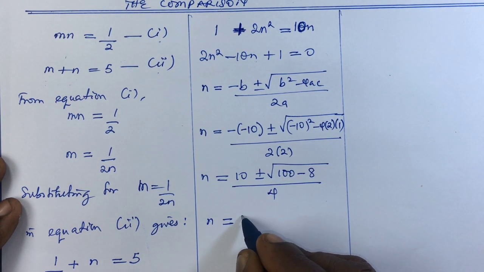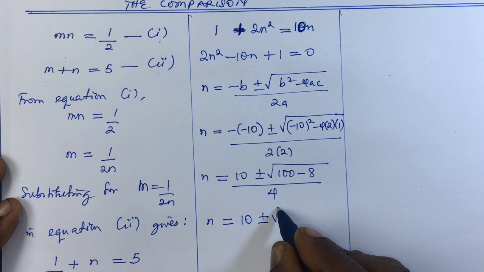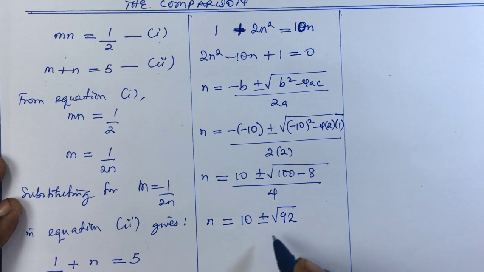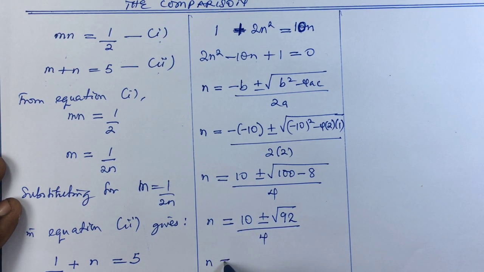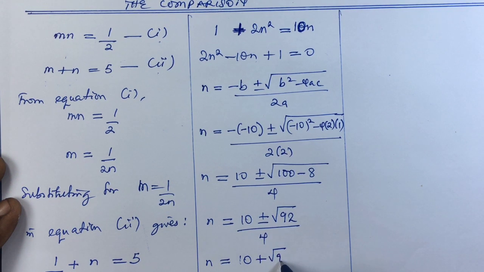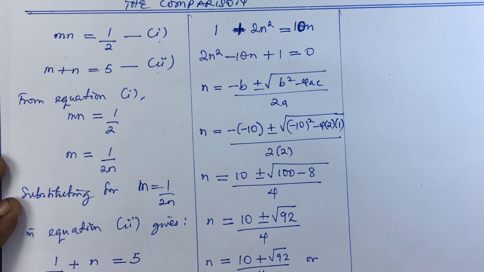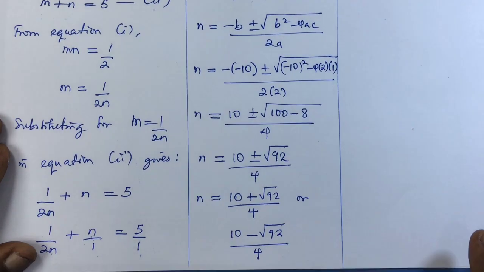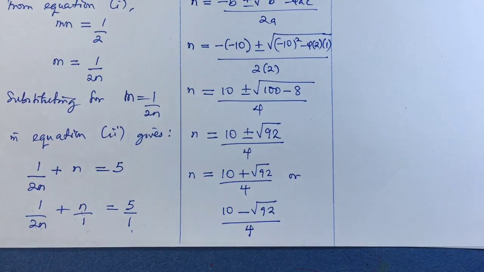And this will be n equals 10 plus or minus the square root of 92, which is 100 minus 8, all over 4. Clearly, we can now see that our value of n is 10 plus root 92 all over 4, or 10 minus root 92 all over 4. Okay? Now, we won't stop here. After getting the values of n, we won't stop here.